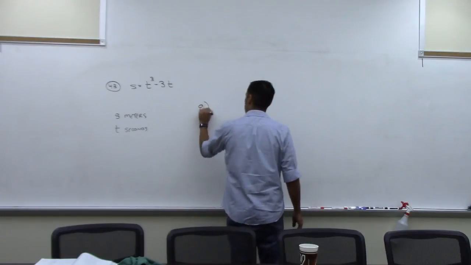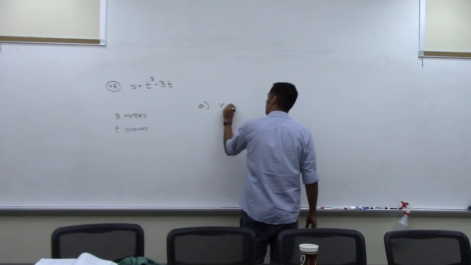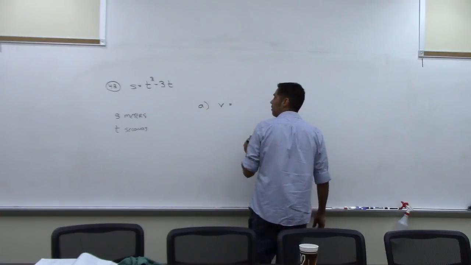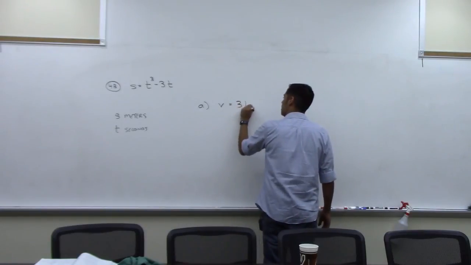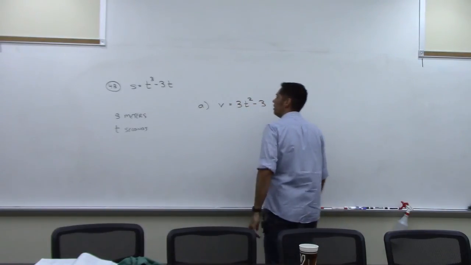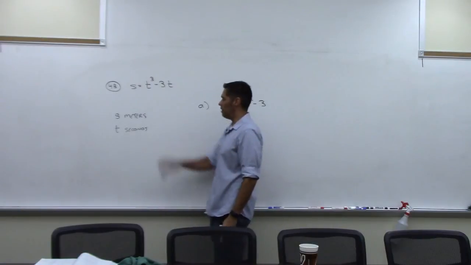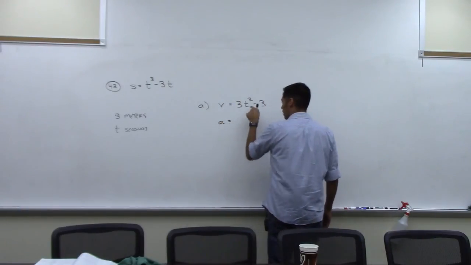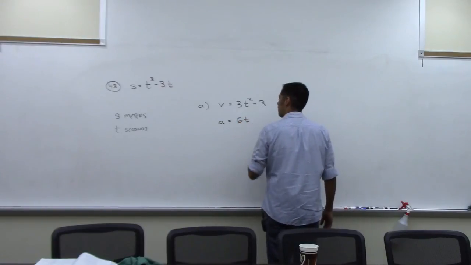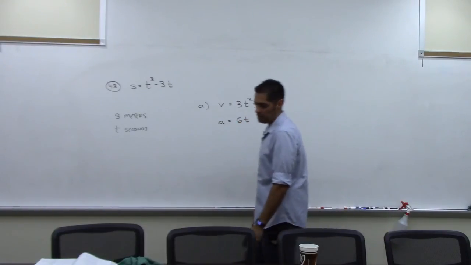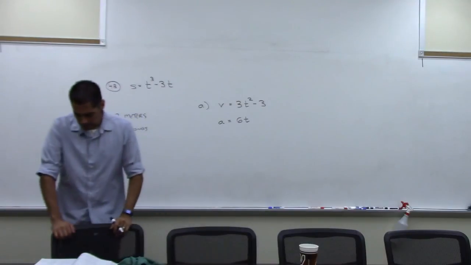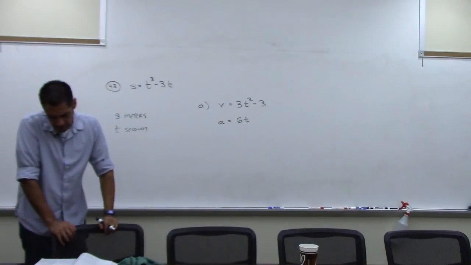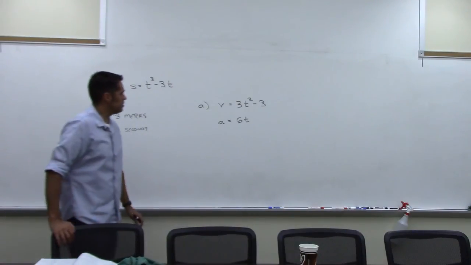So for part A, the velocity is equal to the first derivative. This is what we learned in class. So just take the derivative: 3t squared minus 3. I hope by this point you can do that mentally. And then the acceleration function would be the derivative of that, which would just be 6t. That's it, first part.